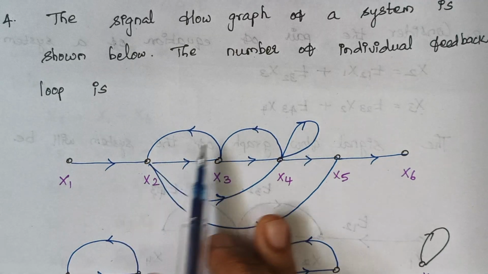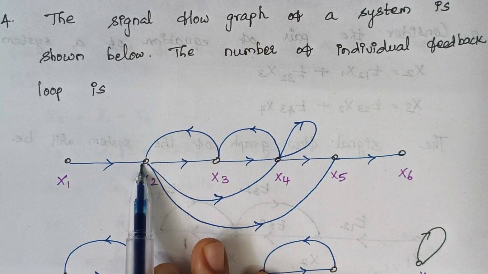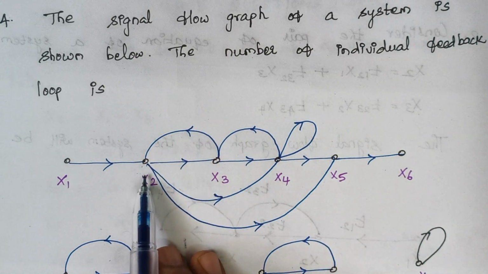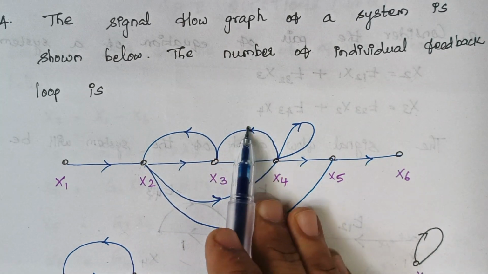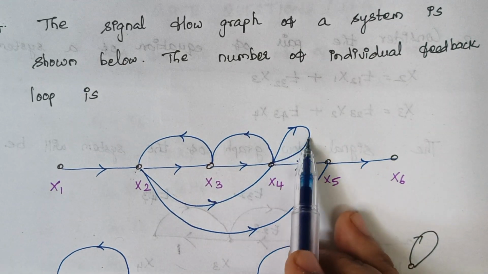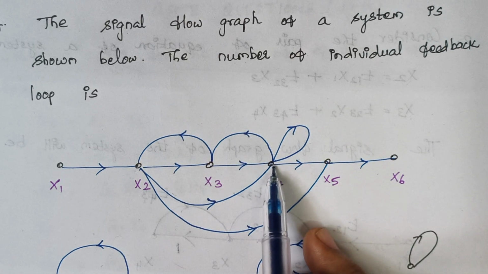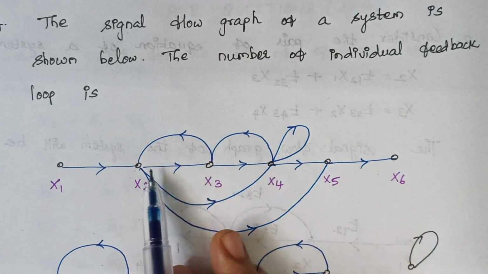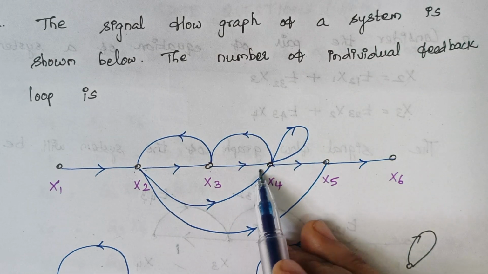So in this case, when you look at this graph, you see this is a loop, because it starts at x2, travels to x3 and comes back to x2. So this is your loop, and this is another loop. And this is another loop, though it starts and ends at the same node, that is, it is not traveling to any other nodes. This is also considered a loop here. So you see 1, 2 and 3.